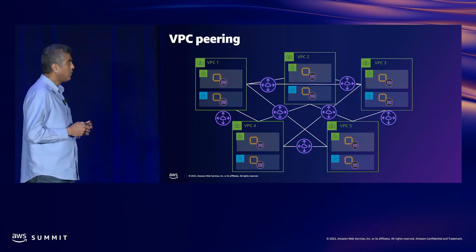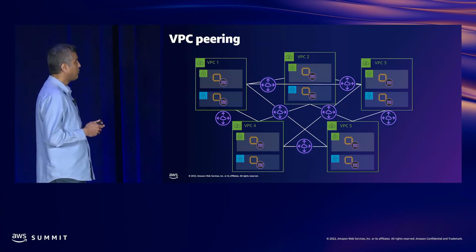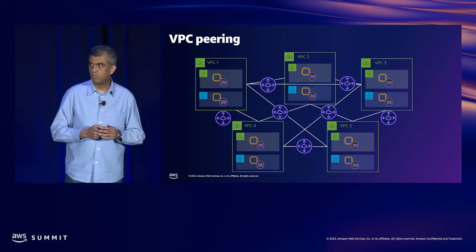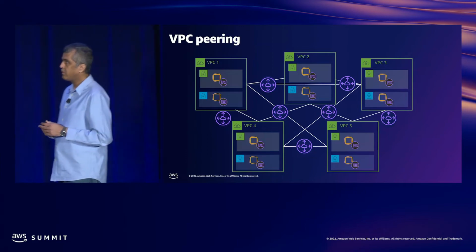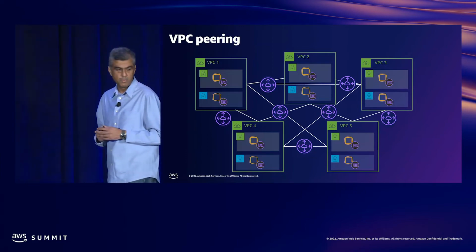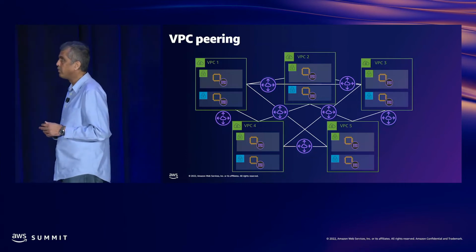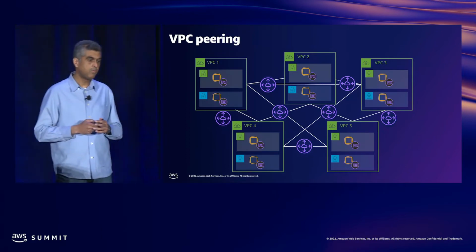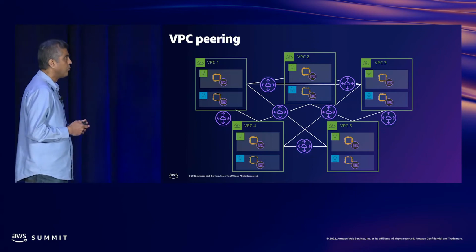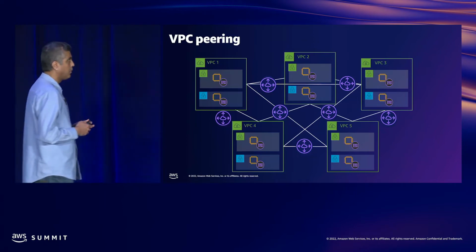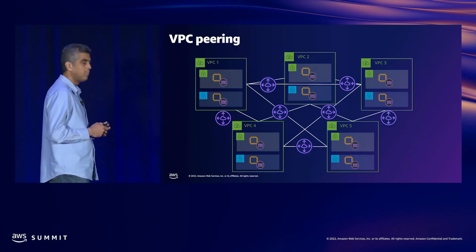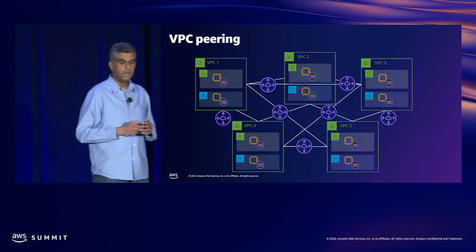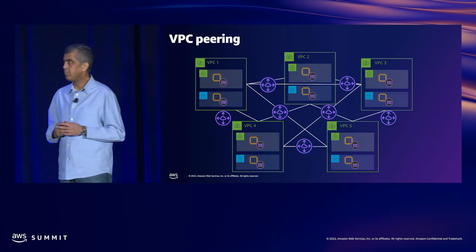One thing to understand is that VPC peering does not allow transitive routing. So what does transitive routing mean? Let's say you have VPC 1 and 2 peered together and 2 and 3 peered together. VPC 1 and 3 cannot talk to each other just because they are connected via VPC 2. In order for the resources to talk to each other, they have to be connected directly via a peering connection.